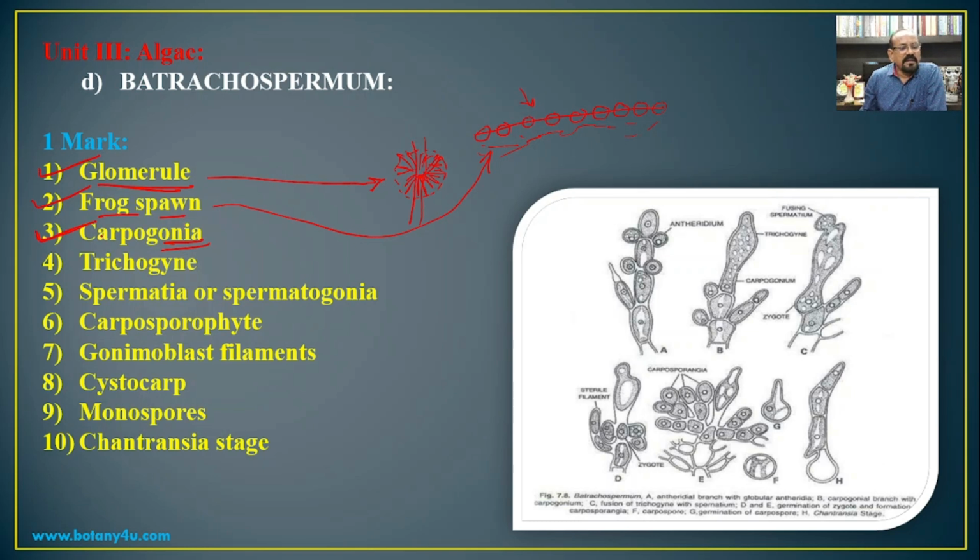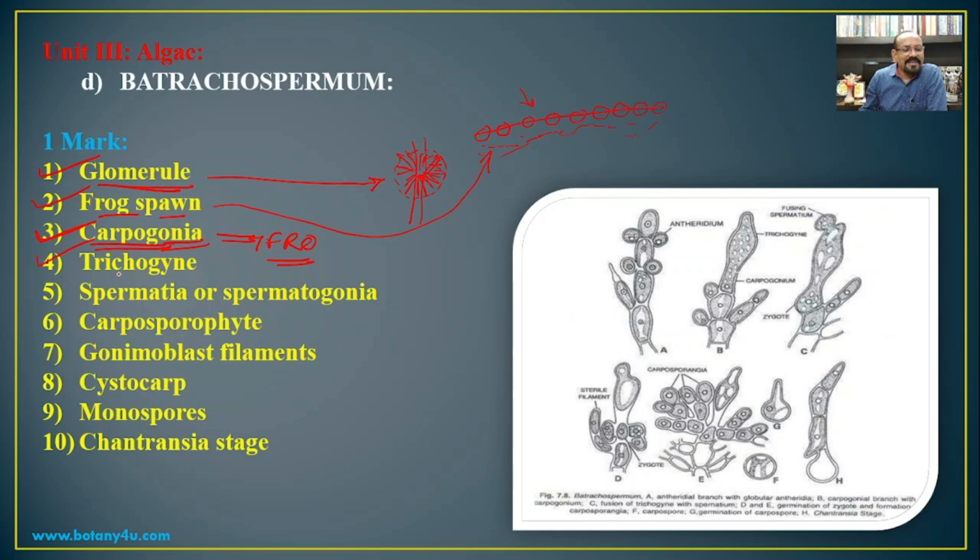The third one, that is Carpogonia. The Carpogonia is the female reproductive organ of Batrachospermum, which is usually a flask-shaped structure in which there is a presence of a single nucleus at the base of the Carpogonium, which acts as an egg.